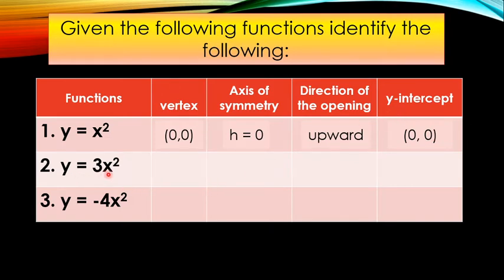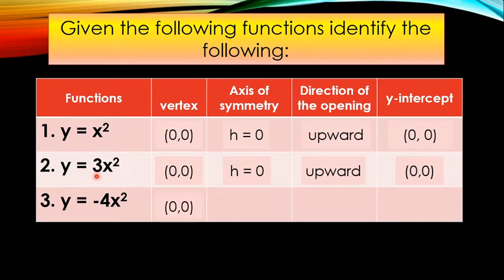Another, y equals 3x squared. The vertex of this is, again, 0, 0. The axis of symmetry is also 0. The direction of the opening is upward because the a here is positive. And the y-intercept is 0. Next, negative 4x squared has a vertex of 0, 0. The axis of symmetry is 0. The direction of the opening is downward. The y-intercept is 0, 0. Remember, there is no sign for 0 here. It is just a typographical error.